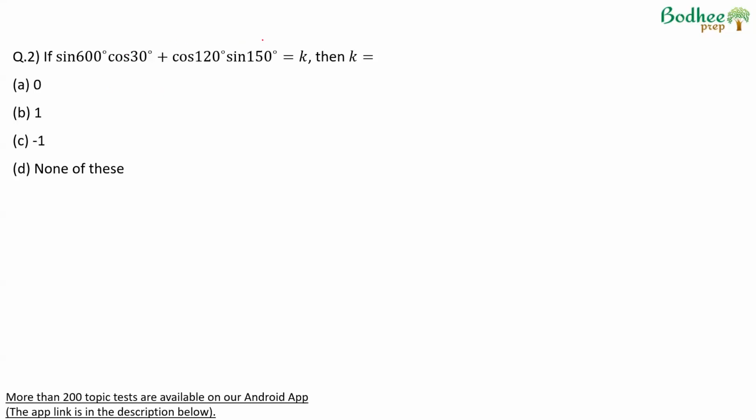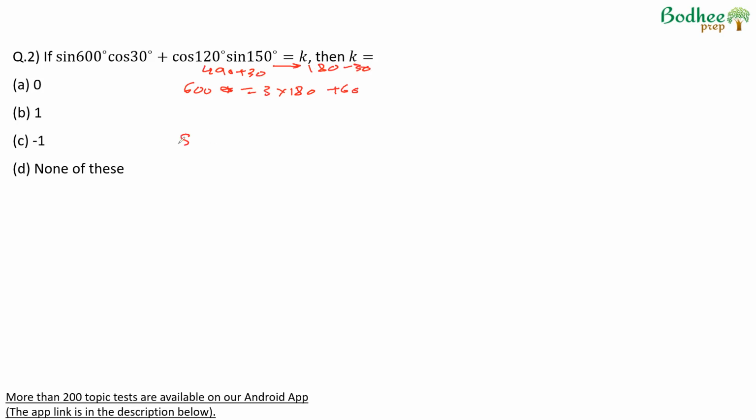Sine 600 into cos 30 degree plus cos 120 sine 150 is k. Find the value of k. Now 600 is nothing but a multiple of 180. So 3 into 180, 540 plus 60, 30 is 30, 120 can be written as 90 plus 30, 150 can be written as 180 minus 30.